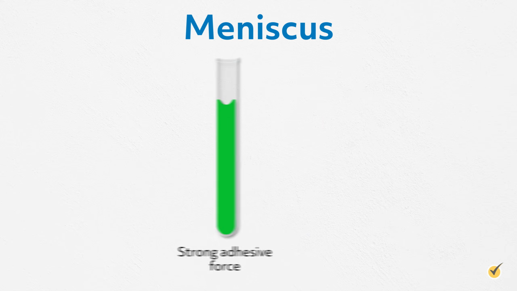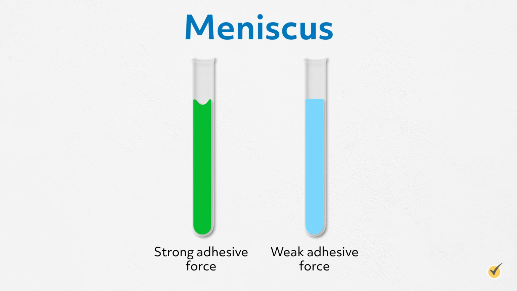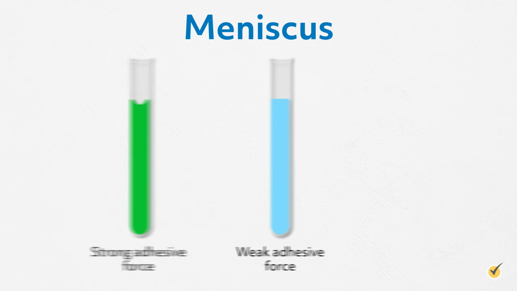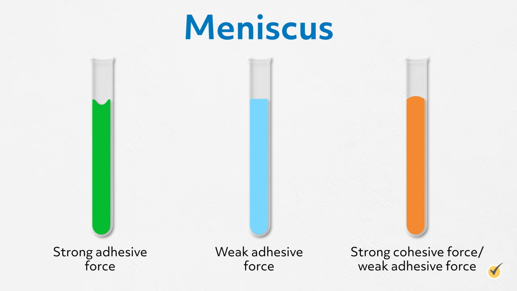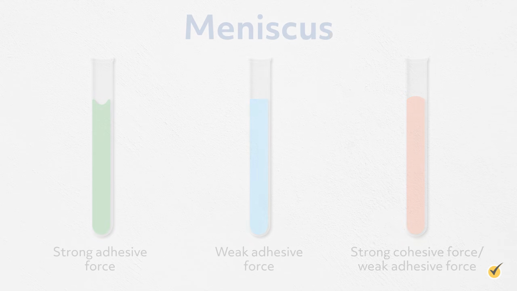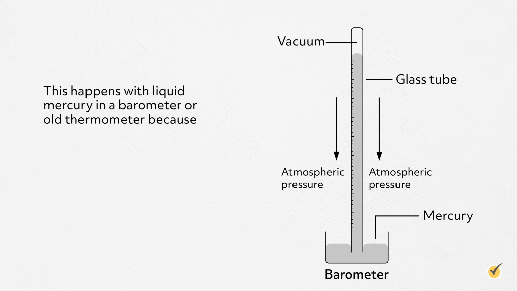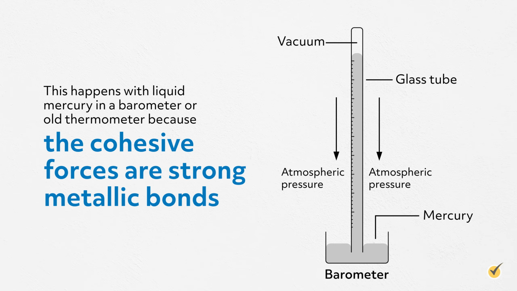However, not all liquids do this. Some lie flat because the adhesive force isn't strong enough to overcome gravity. In fact, this is what happens when water is in a plastic test tube. And some form a convex meniscus, where the cohesion forces are so much stronger than the adhesive forces that the molecules form a spherical top. This happens with liquid mercury in a barometer or old thermometer because the cohesive forces are strong metallic bonds.